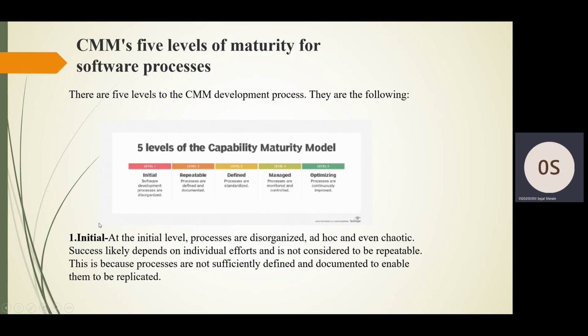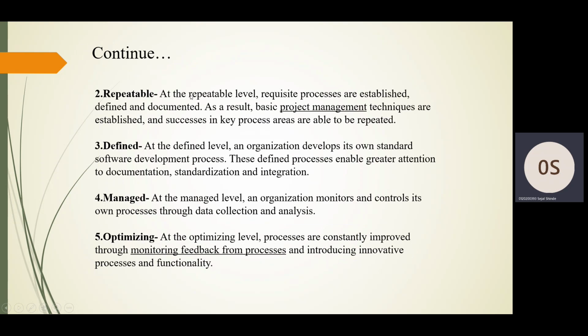So let's discuss in detail these levels. At the initial level, processes are disorganized, ad hoc, and even chaotic. Success likely depends on individual efforts and is not considered to be repeatable. This is because processes are not sufficiently defined and documented to enable them to be replicated. Next one is repeatable. At the repeatable level, requisite processes are established, defined, and documented. As a result, basic project management techniques are established and successes in key process areas are able to be repeated.